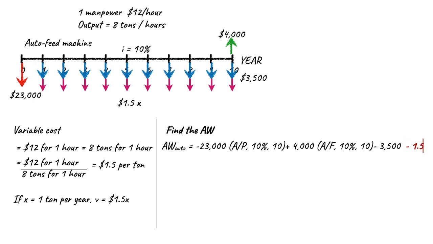So we deduct 1.5X and look for the A/P and A/F factors in the compound interest table, and you will get a final equation of negative 6992 minus 1.5X. If you look at this equation, you can visualize it like the y equals mx plus c equation, the linear line equation. So more or less you can visualize the response of the annual worth graph to be a linear line.